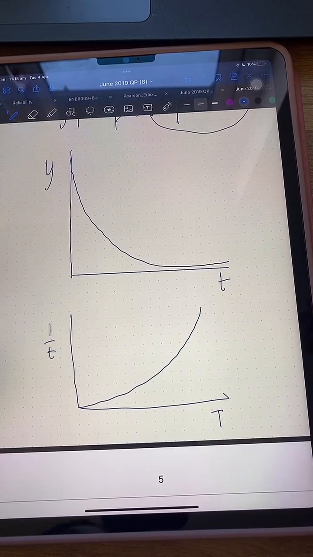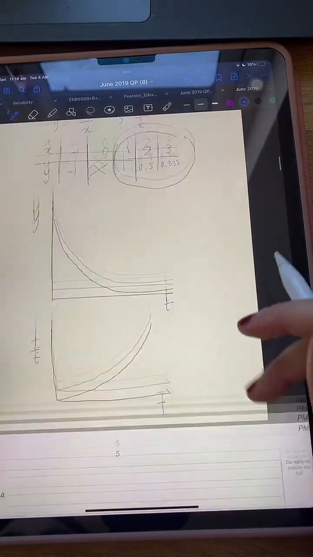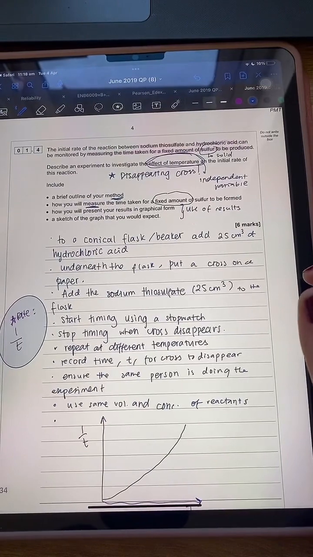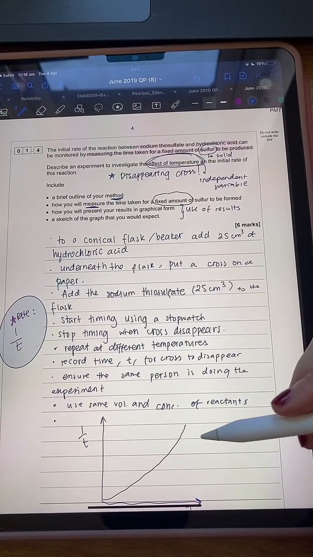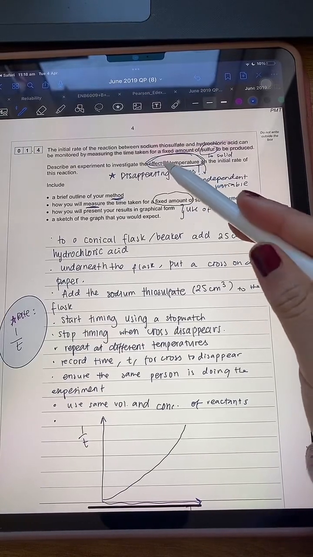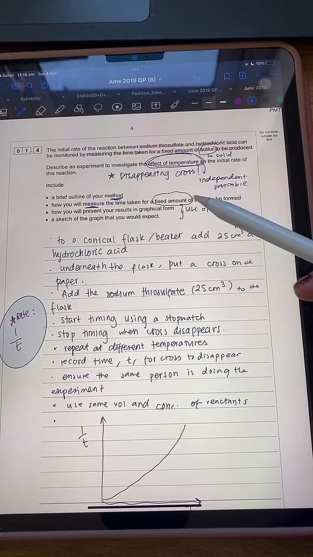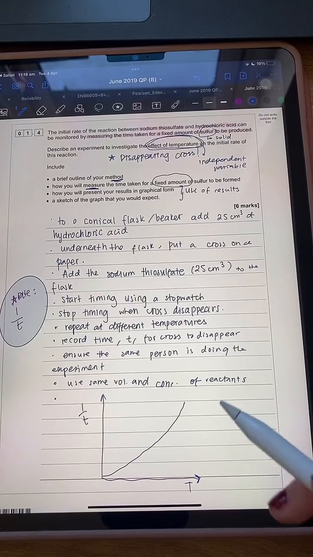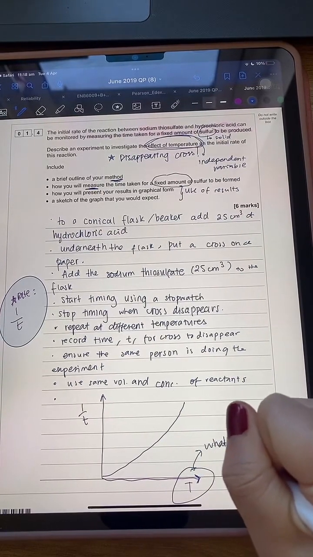How do you know what goes on the x-axis? It's always the independent variable. And we said there that the independent is what we're changing, which is the effective temperature. So we're changing temperature, so temperature is going to the x-axis. The y-axis is what you're measuring.